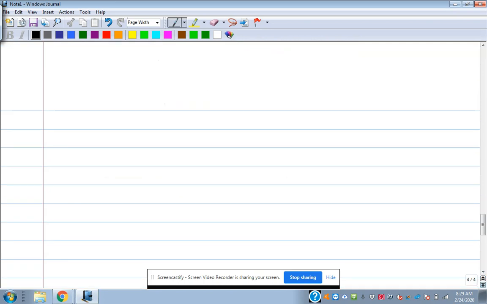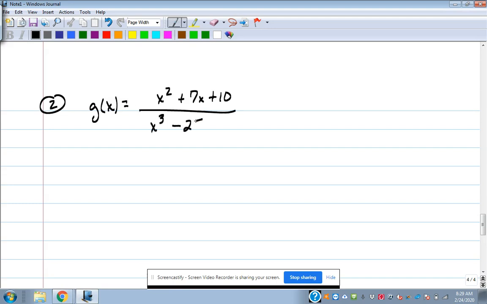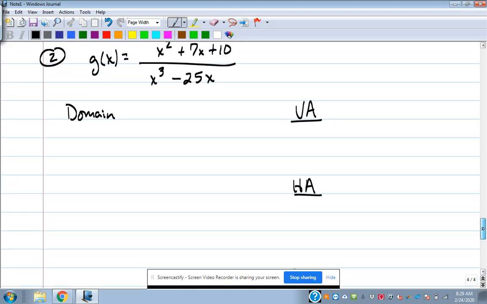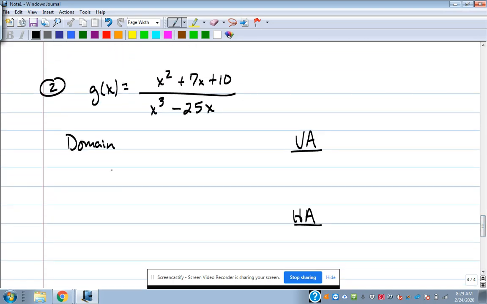Okay, let's look at example 2. We can make something else happen here. X squared plus 7x plus 10 over x cubed minus 25x. Again, we're going to do the same things. We're going to find the domain, the vertical asymptotes, horizontal asymptotes, and oblique asymptotes if they exist.